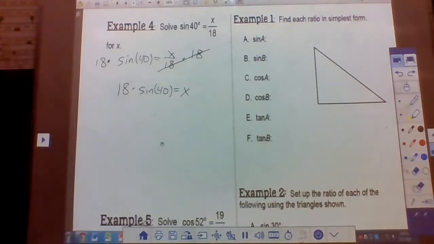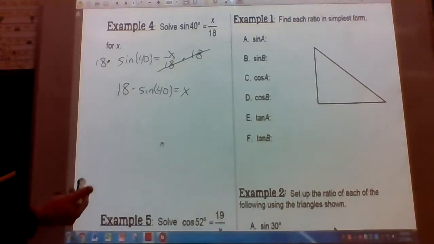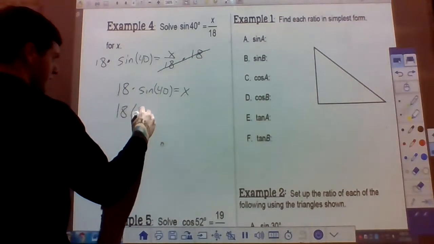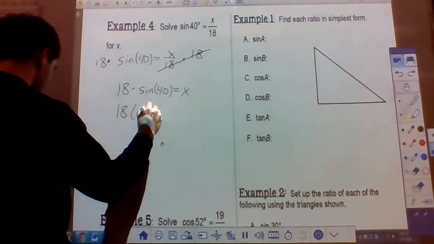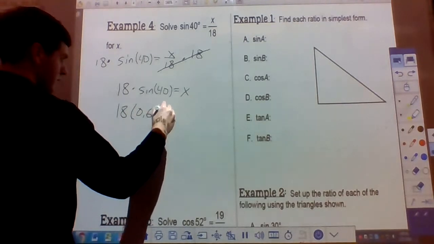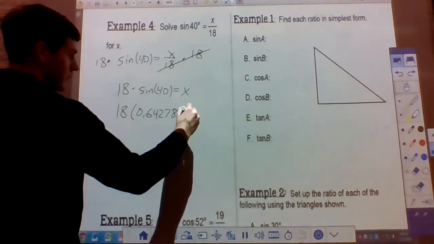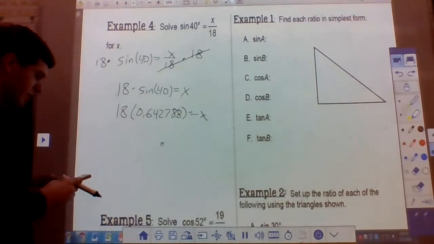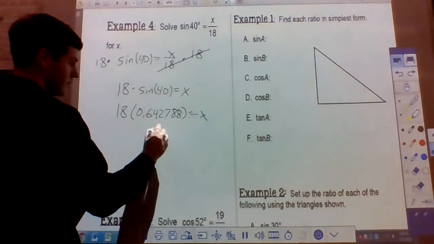From there, we simply put it in the calculator. So we go to that trig button. Okay, we take the sine of 40, and we multiply, and that's going to give us 0.642788. And we simply multiply that by 18. And we get 11.57.